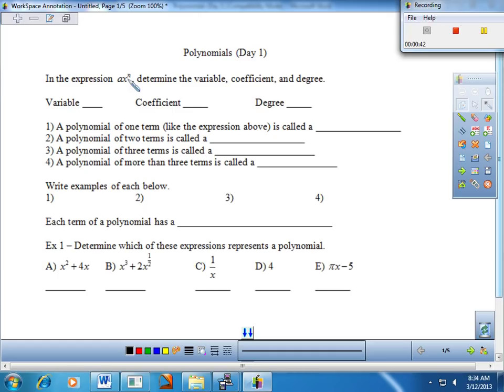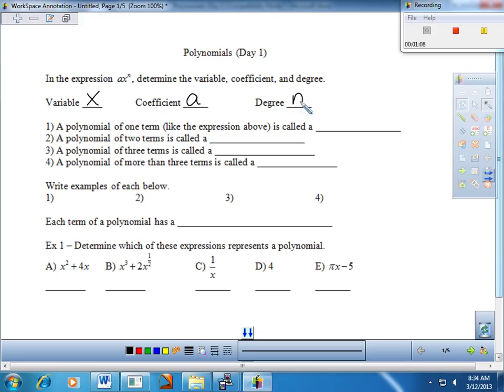Okay, well here's what I put in place. The variable, it's a very generic variable that we're going to be using over the course of the year, would be the x. The coefficient represents the constant out in front of the variable, and so I've got the coefficient being the a, and degree is just another word for exponent, and so as a result, the degree would be n.